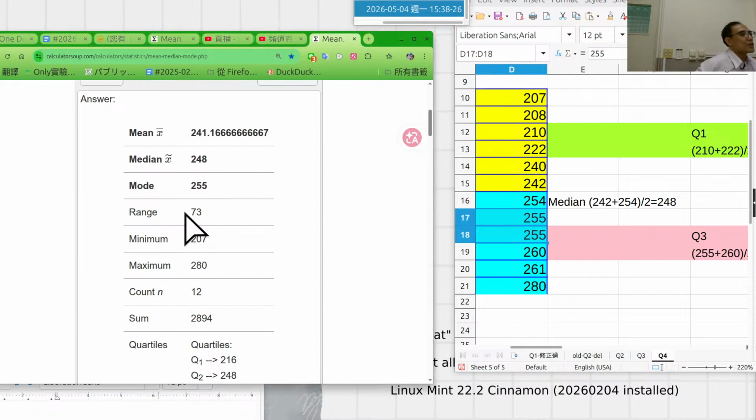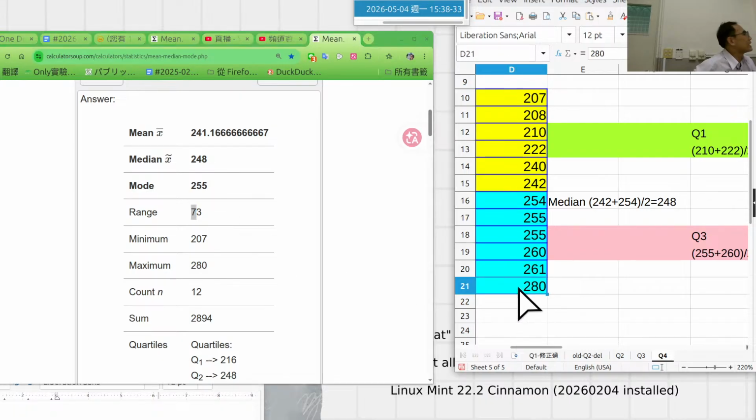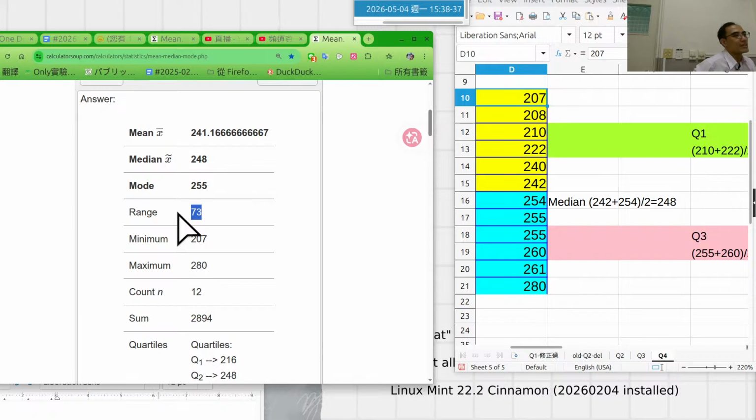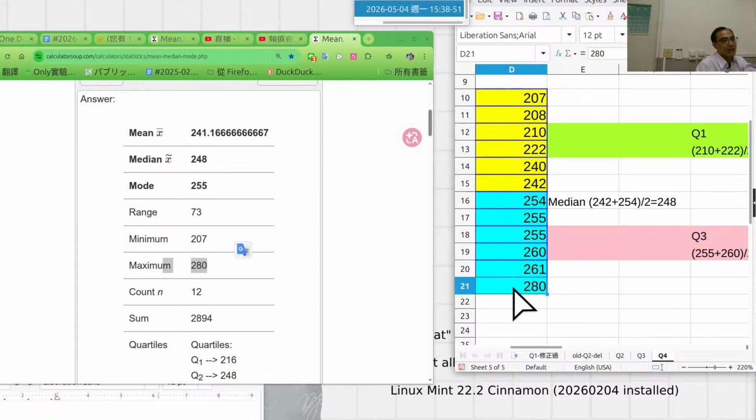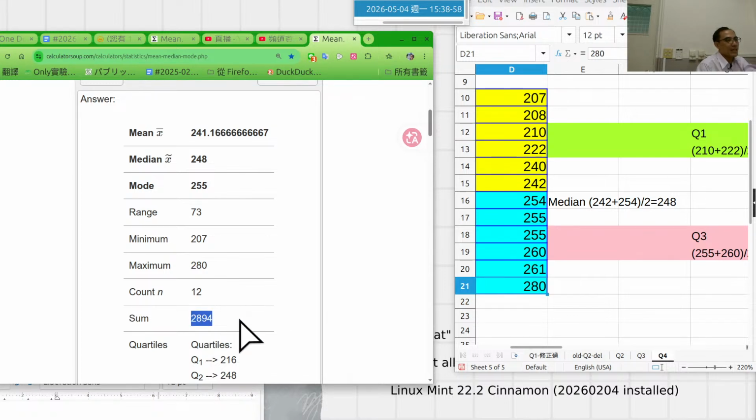Okay, the range. What's the definition of the range? The maximum minus the minimum. The maximum 280 minus the minimum 207. That would be 73. Okay, what's the minimum? After ranking from small to big, the top one is the smallest. That would be 207. Maximum after sorting, 280. No problem. Count 12 people over there, and the sum we can get it.